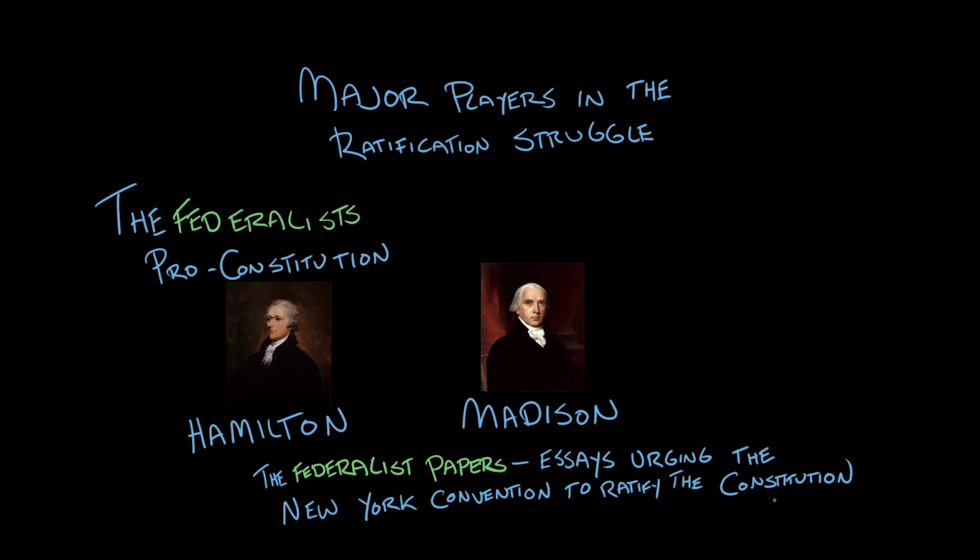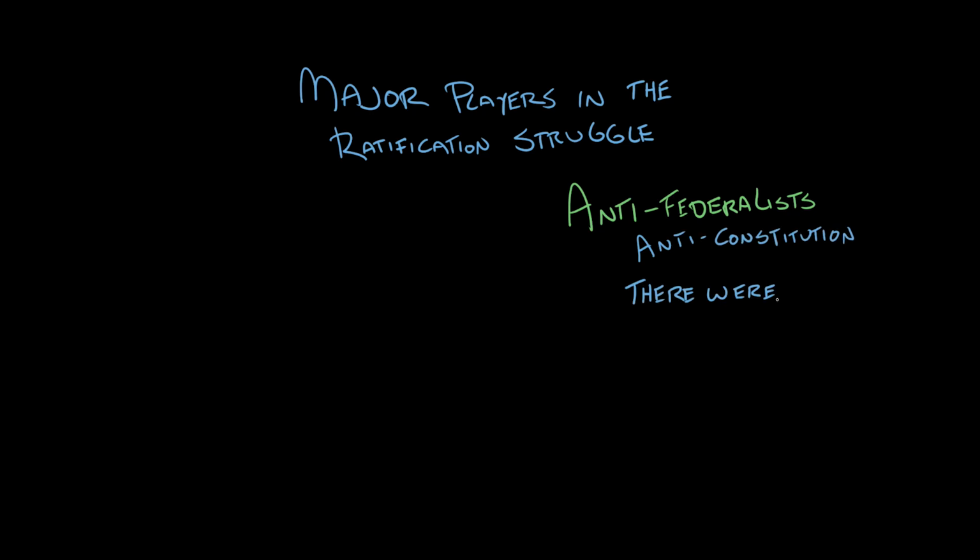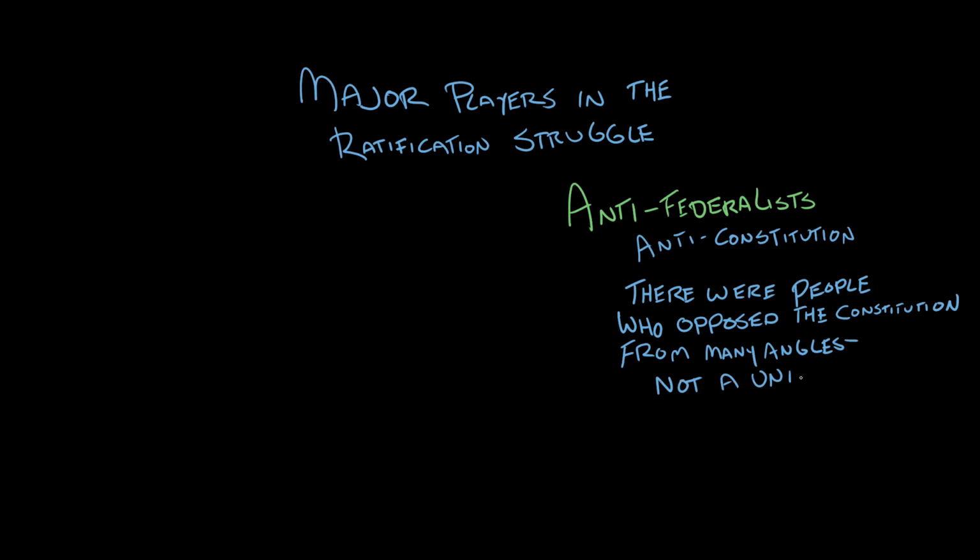Now, there were also anti-federalists. The anti-federalists, in part, were simply people who opposed the Constitution. And just as it's the case that, say, people opposed Obamacare from both the left and the right, people who opposed the Constitution opposed it for many different reasons, and one of their problems was they were not a united bunch. But in general, these were people fearful of a very strong national government.